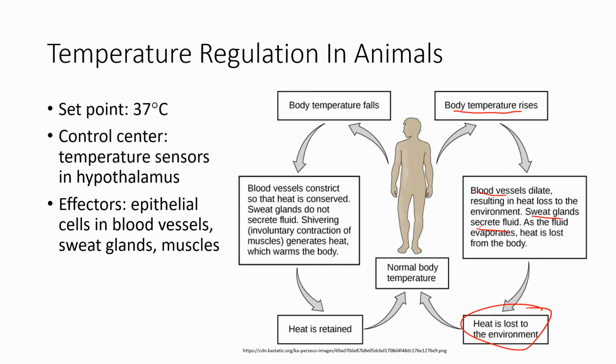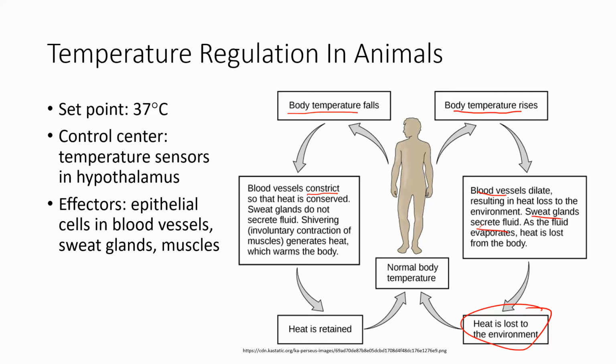There's also another feedback loop for when the opposite happens. So if your body temperature falls, that is going to make your blood vessels constrict. They're going to get narrower. That's going to divert blood away from your skin and more into your core organs. So that way you're not losing heat to the environment. It's also why if you've been outside in the cold a lot, your skin feels cold.